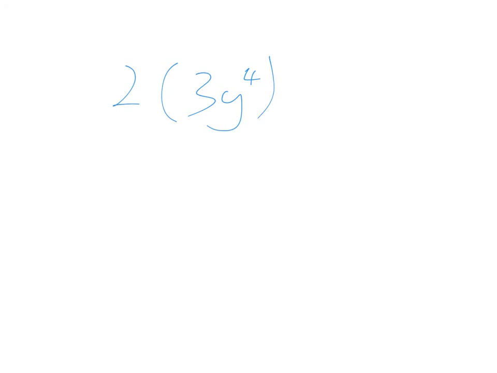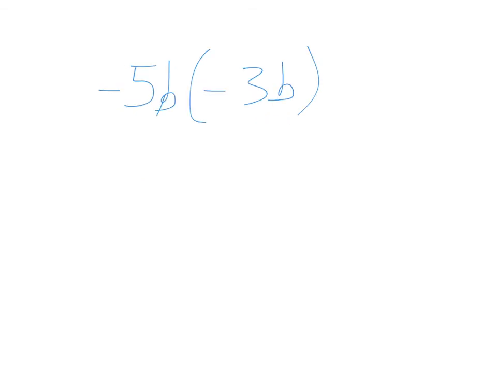The next example we're going to look at is 2 multiplied by 3y to the power of 4. So again, in this example, we're going to multiply the constants by the constants, so 2 by 3, and then we'll multiply the variables afterwards. In this example, again, we only have one variable, so that's just going to be left alone. So constants by constants first, our 2 by our 3 gives us 6, and then the y to the power of 4 will just be left alone.